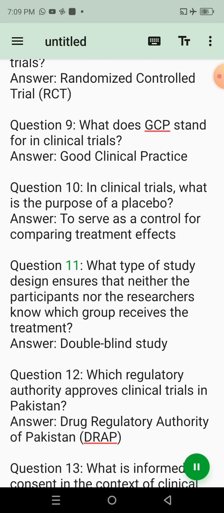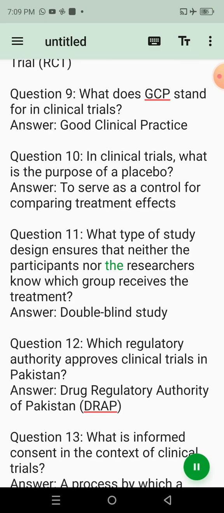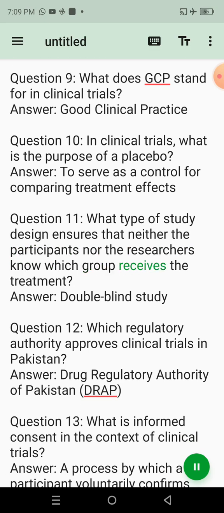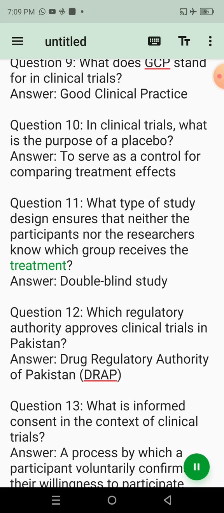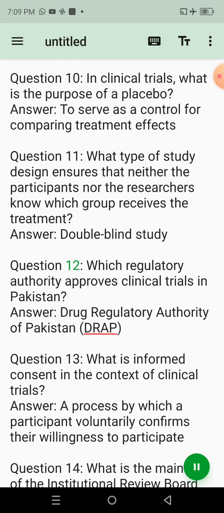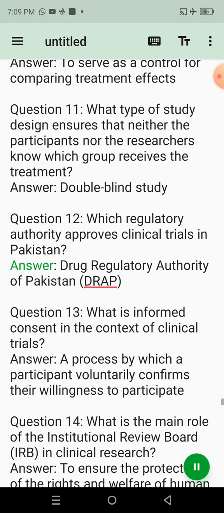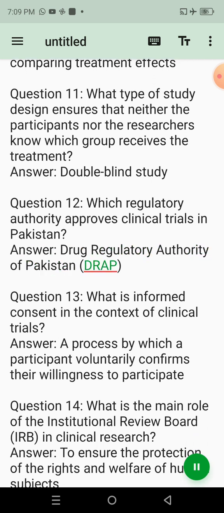Question 11. What type of study design ensures that neither the participants nor the researchers know which group receives the treatment? Answer: Double-blind study. Question 12. Which regulatory authority approves clinical trials in Pakistan? Answer: Drug Regulatory Authority of Pakistan (DRAP).